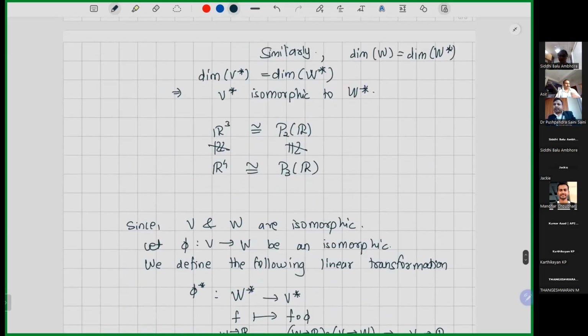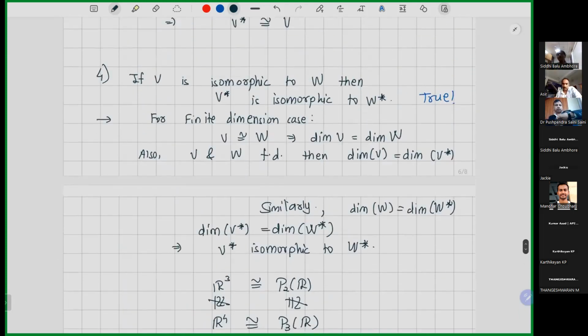But this is okay, right? That if V and W are isomorphic, then V star and W star are isomorphic.